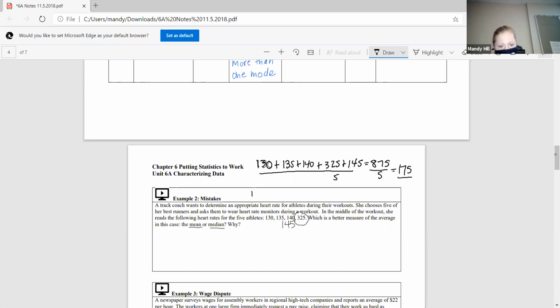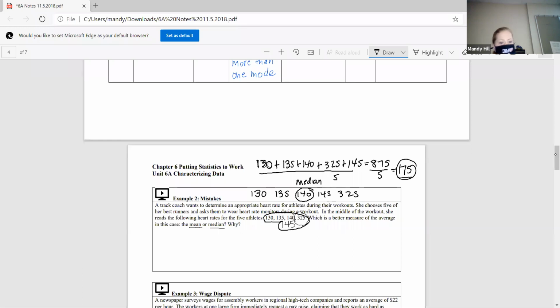When we look at the median, if I put them all in order, 130, 135, 140, 145, and 325, the median, the one in the middle, is going to be 140. So which better represents this set of numbers right here? The 140 or the 175? 140, right? Because 175, there are 4 of those numbers that are lower than 175, so that number would be an overestimate.